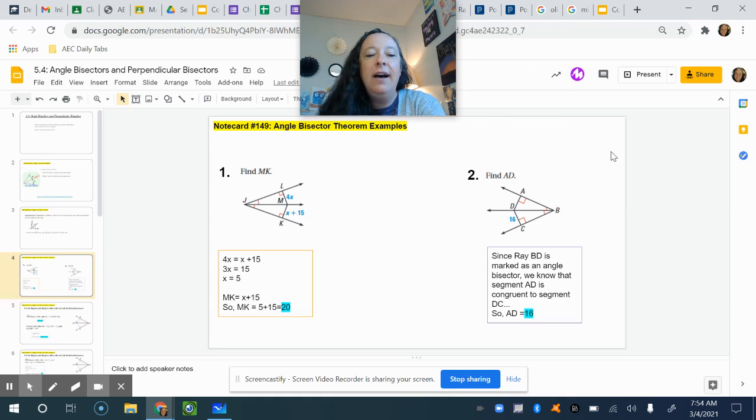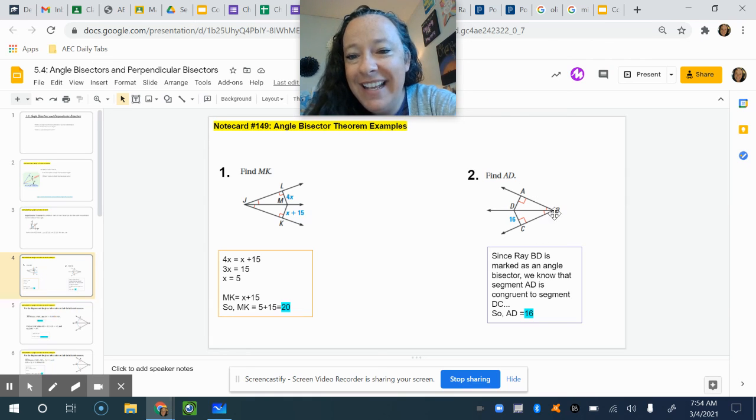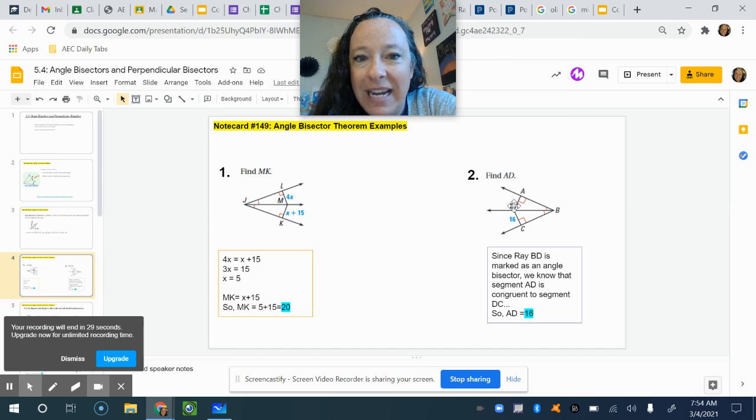And then over here on number 2, I'm trying to find AD, and y'all, this is an angle bisector. And these right angles mean these are perpendicular distances. So we know that they have to be equidistant. So AD would be 16. It's as simple as that.